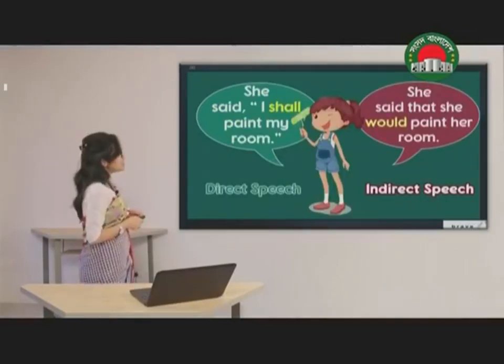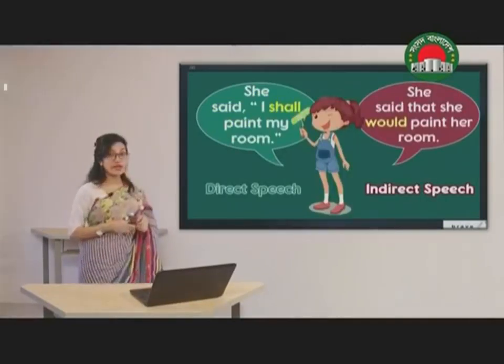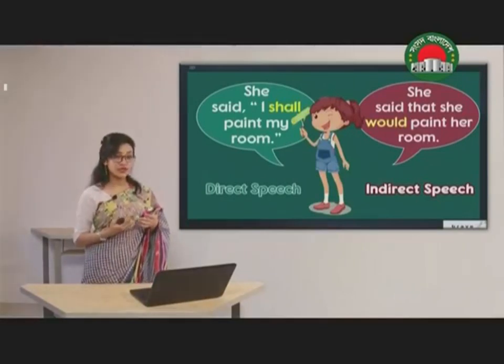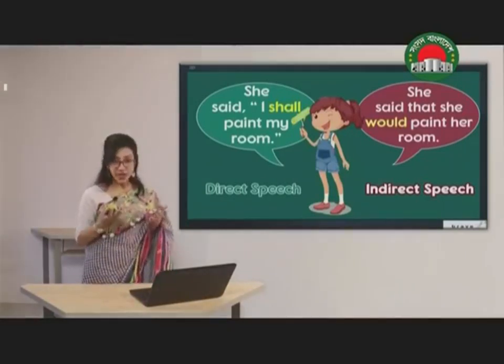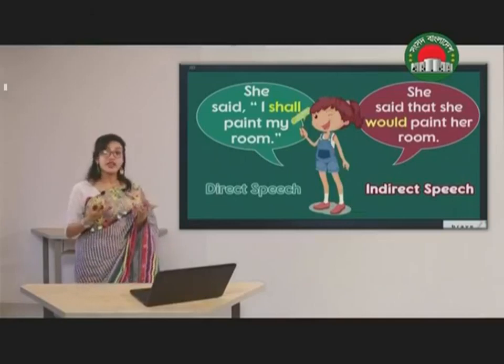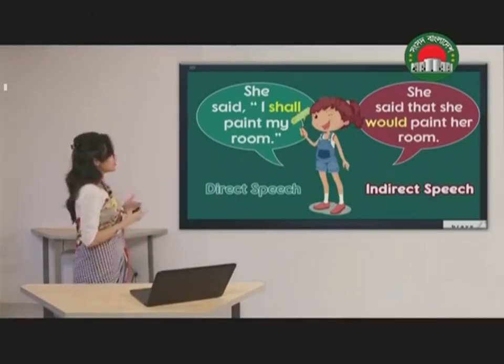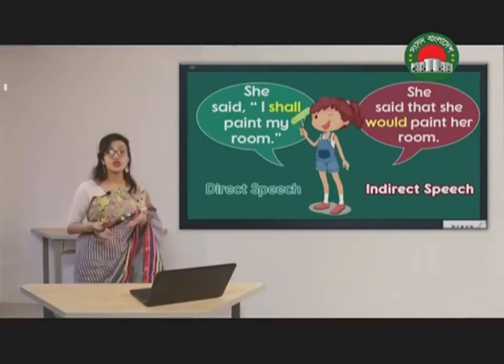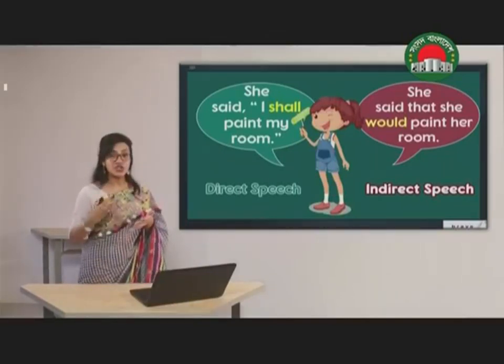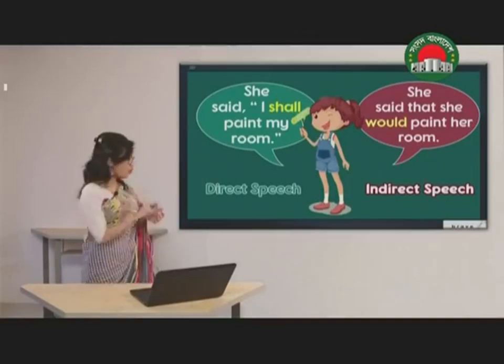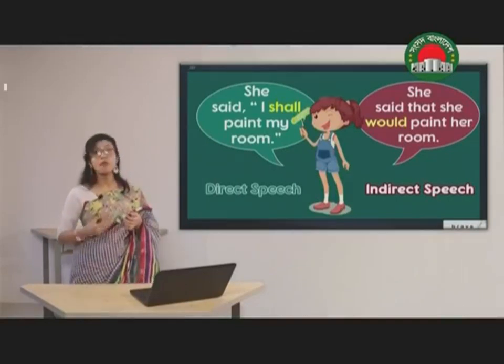She said, "I shall paint my room." So this is an example of, again, direct speech. Now when I have changed it into indirect speech, what did I say? She said that she would paint her room. So "would" has been changed here from "will".